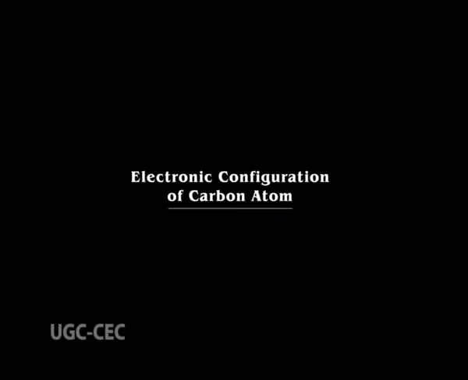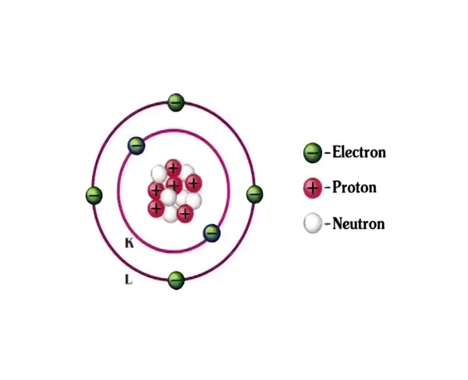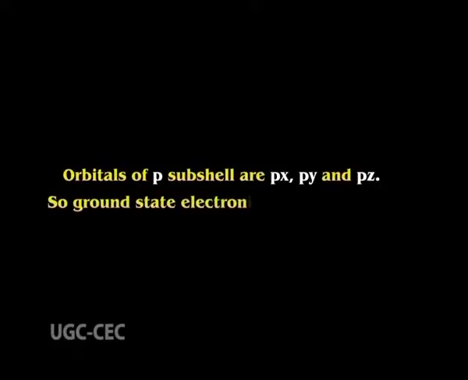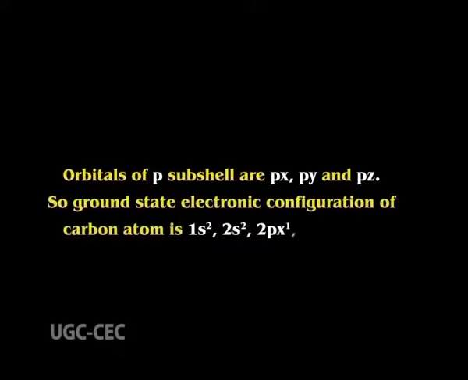Electronic configuration of carbon atom. It is understood that the atomic number of carbon is 6 and that therefore it has 6 electrons. So 2 electrons are in the K shell while 4 electrons are in the L shell. The subshell of the K shell is s, while those of the L shell are s and p. Orbitals of the p subshell are px, py and pz. So the ground state electronic configuration of carbon atom is 1s2, 2s2, 2px1, 2py1, 2pz0.